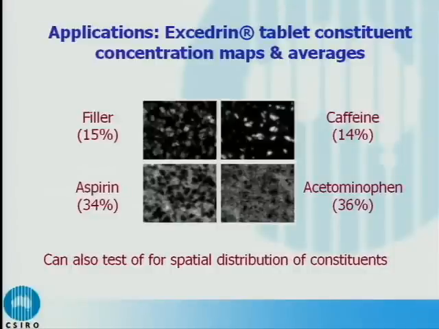But it's also important, once you've got this map, you can visualize, but you can also test for the spatial distribution of the ingredients. Because it's important that it's uniformly distributed. Excedrin is for migraine headaches. If you have a 5-year-old child who has a migraine and you take that child to the doctor and the doctor says, give the child half a tablet, if it's not uniformly distributed, the child may get too much or too little of the active ingredients.